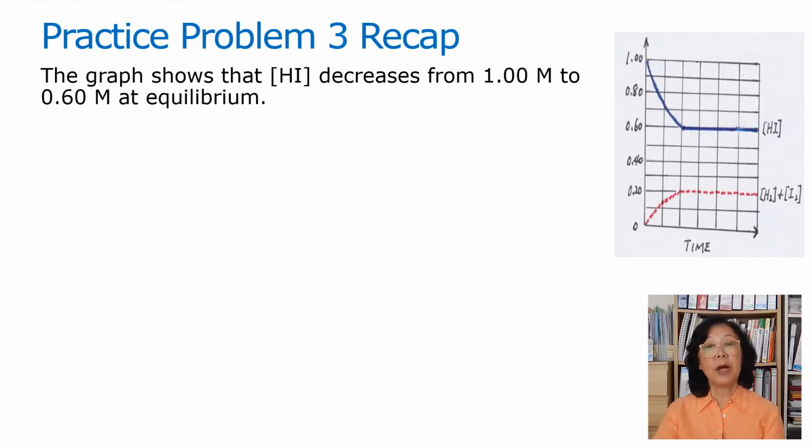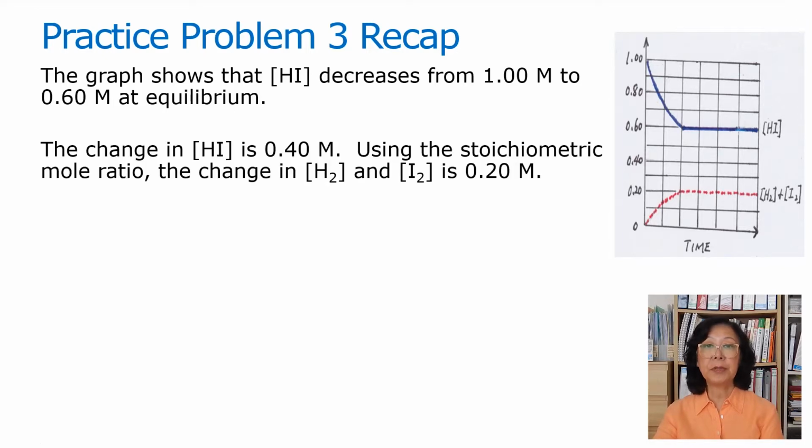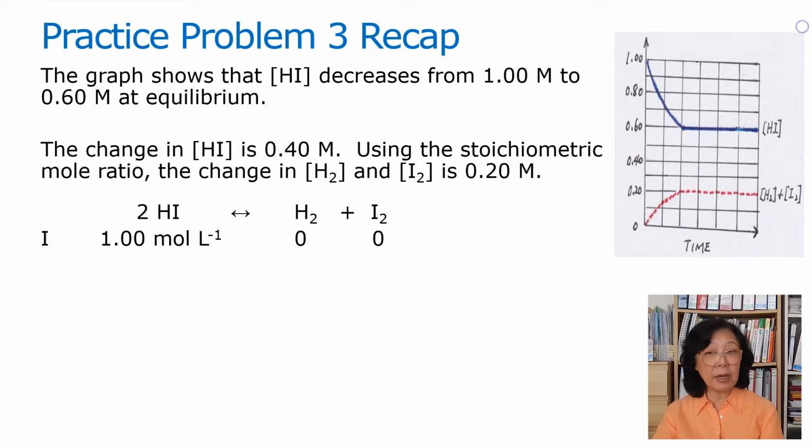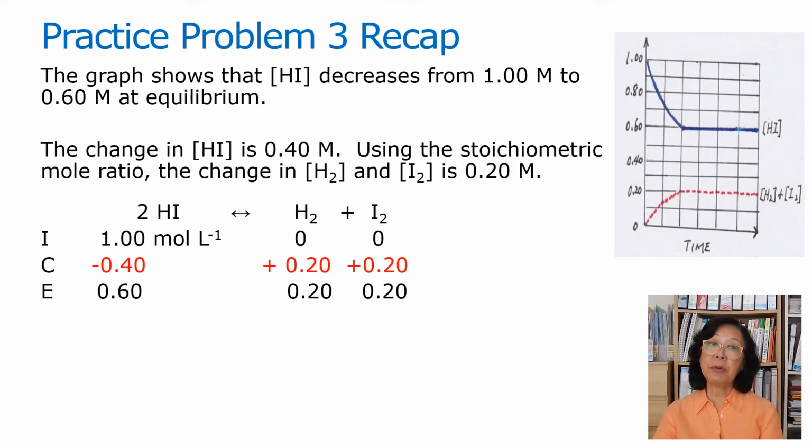The graph shows that initially the hydrogen iodide was 1 molar, but then it decreased and became constant at 0.6 molar. That means the change in the HI is 0.4, from 1 to 0.6. Now using the stoichiometric mole ratio, the change in the hydrogen and iodine is 0.2. So we take away 0.4 from the 1 mole per liter of HI, and then we add 0.2 mole per liter to the hydrogen and iodine. Now we come up with equilibrium concentrations of 0.6 for the reactant and 0.2 for each of the products.